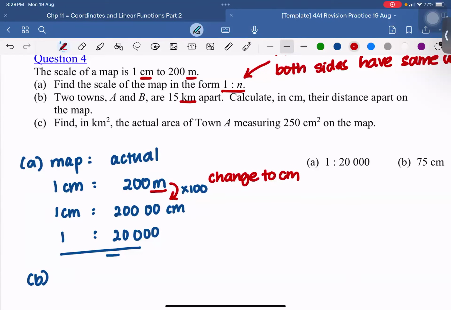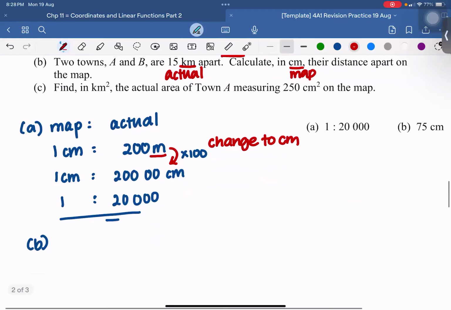Actual. The map cannot put in 15 kilometers on the map itself, the whole length, right? It needs to be smaller, right? So this is actually the actual. So they want the actual to be in kilometers, the units, right? Unspoken, but you have to read it on your own. Calculate in cm, the distance on the map. This one cm means the one on the map, they want cm.